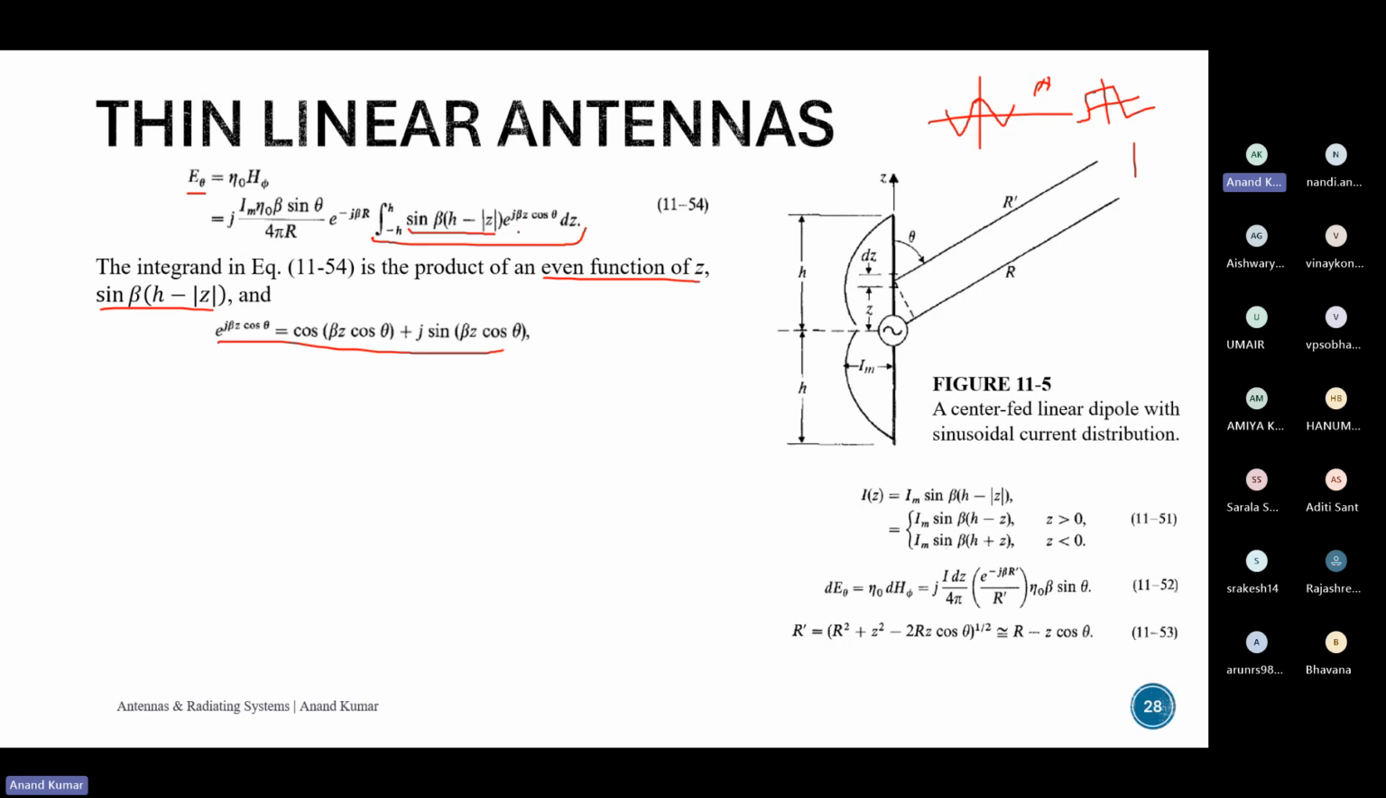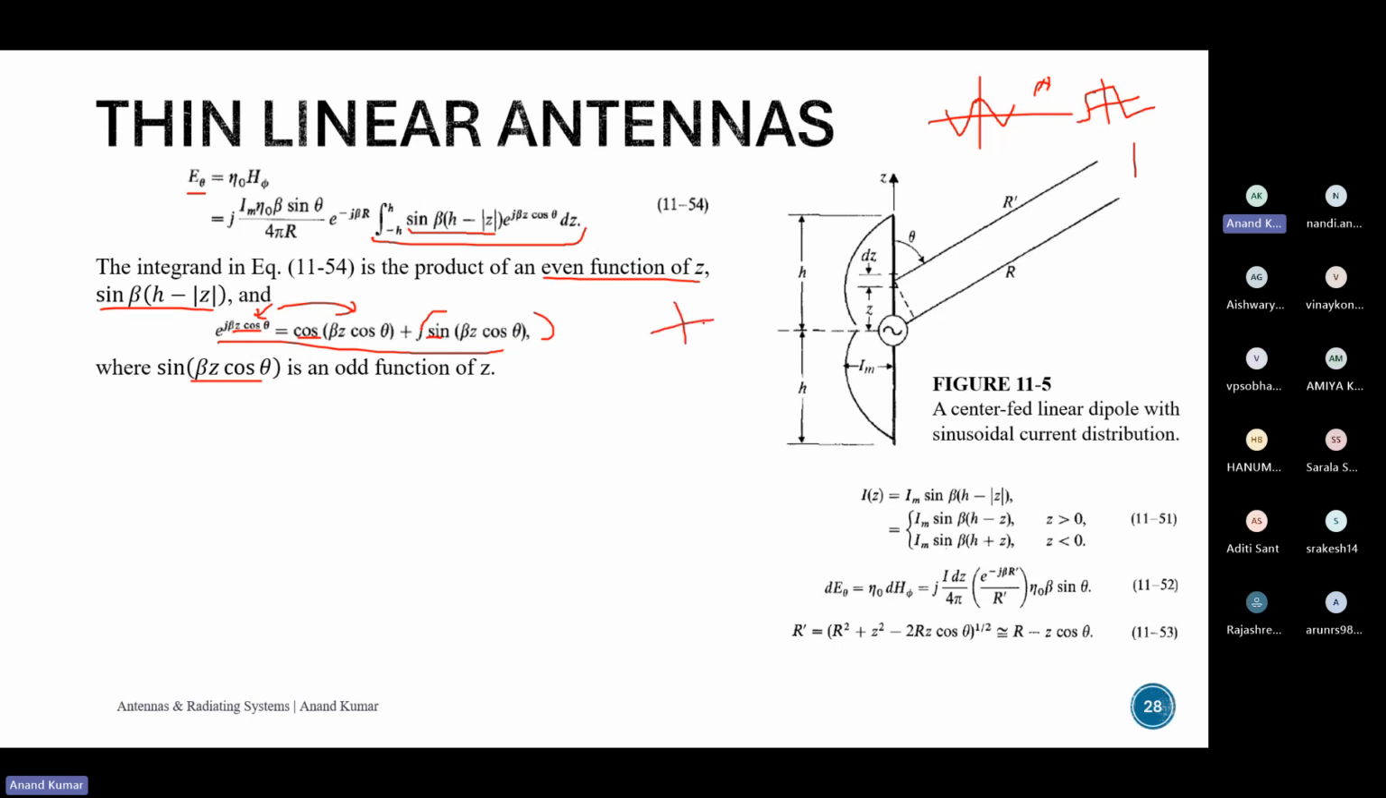And now this e power j beta minus cos z, this is the Euler form, and it can be written in this Cartesian form like this. So this argument comes inside the cos and sine functions. Now in this term, sine beta cos theta, this is an odd function. This is a simple sinusoidal function, which looks something like this.